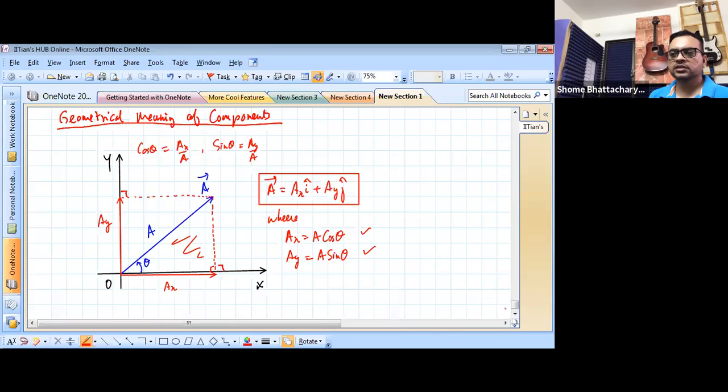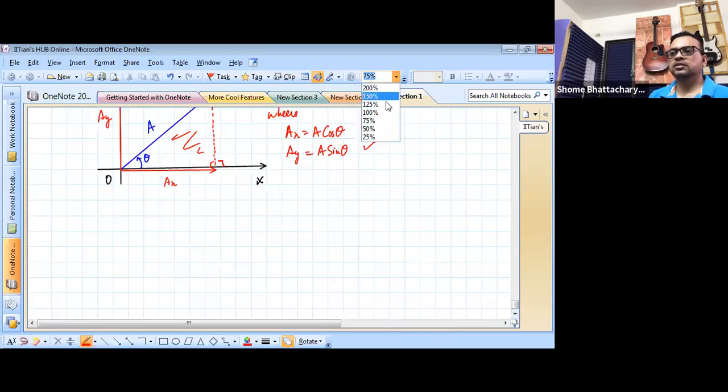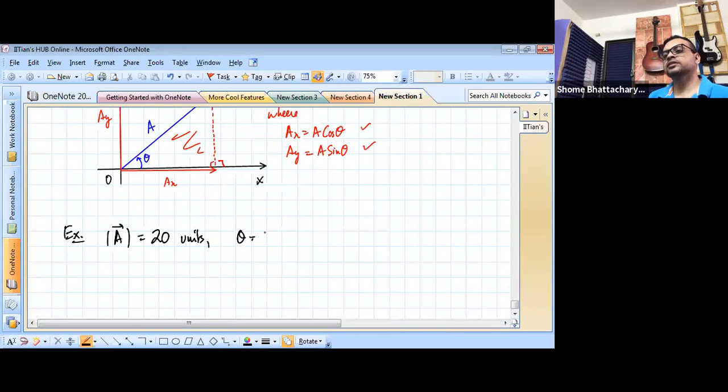Alright, people, so hope this is clear. So for example, in this case, suppose the magnitude of the vector E was 20 units and the angle it's making with the x-axis was, let's say, 60 degrees. So we want to write vector E in component form.